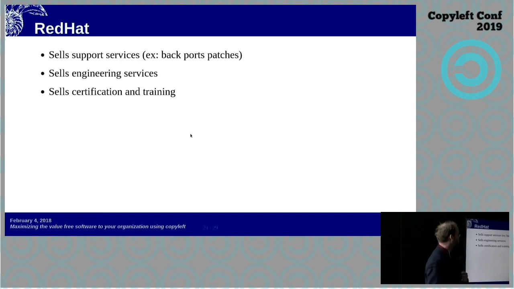What does Red Hat sell? They sell support services. If you want to run that Linux kernel that's 8 years old, how do you do that? You don't do it by tracking upstream. You actually don't do it by tracking Canonical either, because they don't do support cycles that long. Red Hat does it, though.